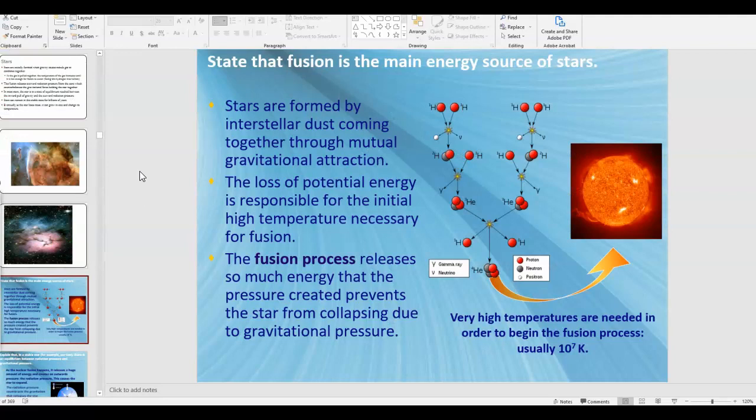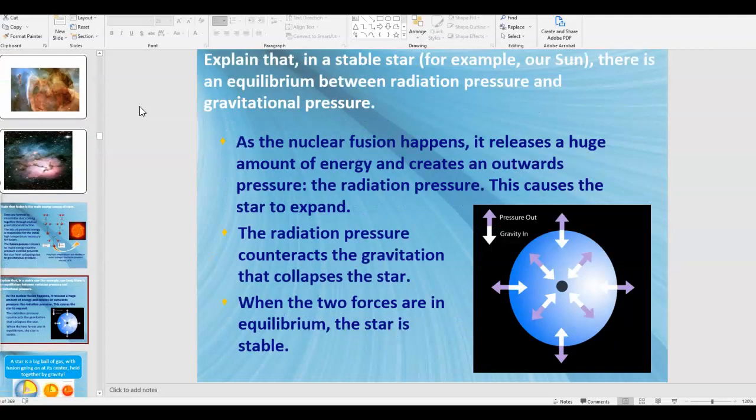All right, and so over the next few slides, this basically just outlines the fusion process. It talks about everything we just talked about. Stars are formed by interstellar gas coming together through gravitational attraction. The fusion process occurs when there's enough heat to start that. And this is the equilibrium we talked about between the radiation pressure pushing out and the gravitational pressure pushing in. And so in most stable stars, you have the balance between those two forces.